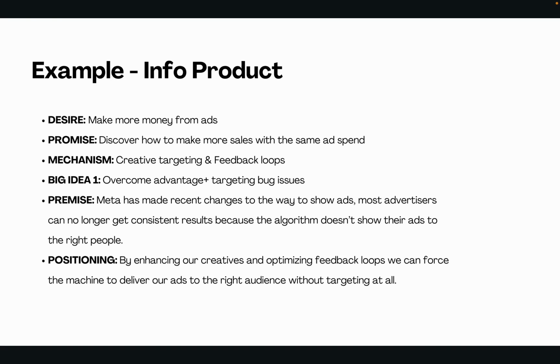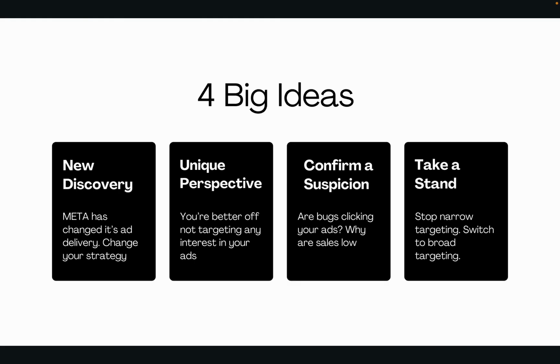So now we're going to distill this whole thing we've come up with into creating 4 different big ideas. Okay, so we start with a new discovery. What's new? Well, Meta has changed its ad delivery method, and you need to change your strategy too. That's the new discovery. What has changed recently? And then we'll talk about the unique perspective. Well, we could just say you're better off not targeting any interest in your ads at all.